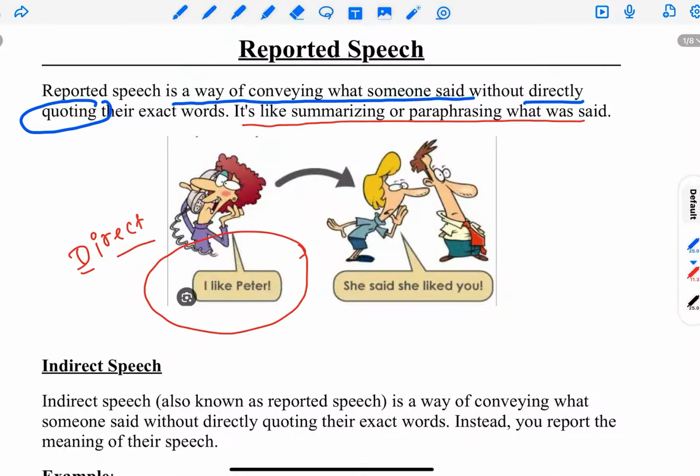And the same thing is conveyed to another person. Here, "She said she liked you." This is an indirect speech.